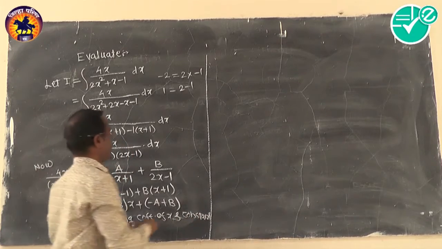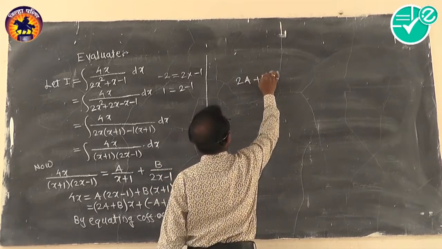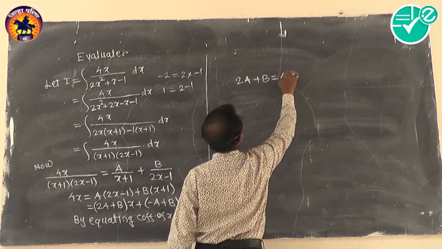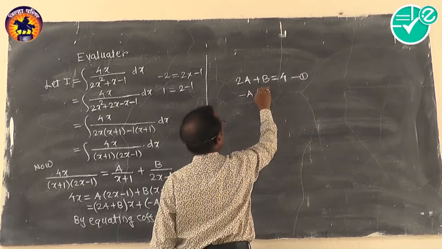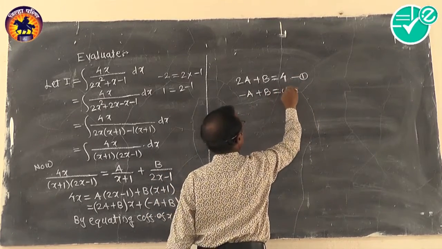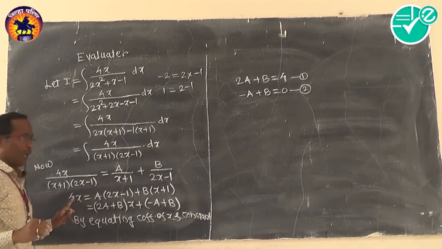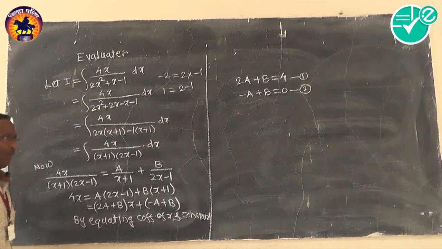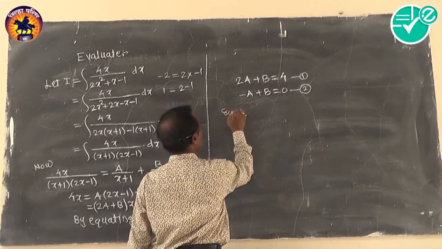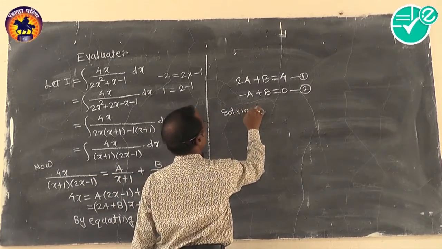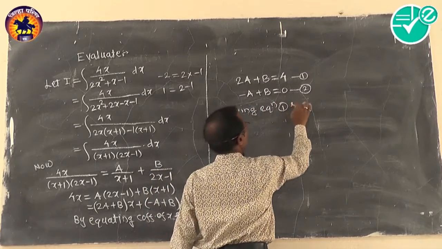we get 2A plus B is equal to 4, and minus A plus B is equal to 0. There is no constant on the left hand side, so 4x can be written as 4x plus 0. Now solving equations 1 and 2.